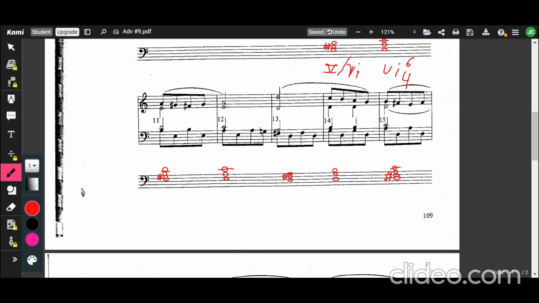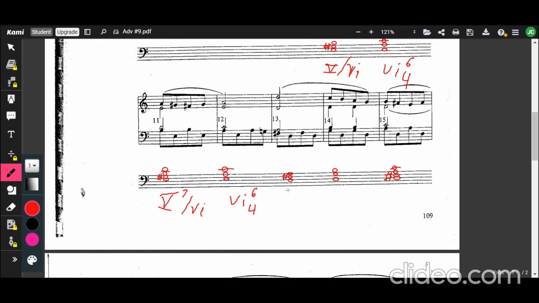Next, for the next pair, we have basically the same deal going on as the first two measures, except we have a 7 in the first chord. So we have a 5-7 of 6, and then we have another 6 in second inversion, so that's minor 6, and then 6-4, 4-6, whatever way you say it.